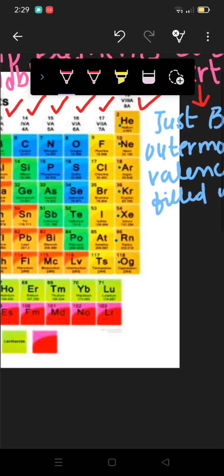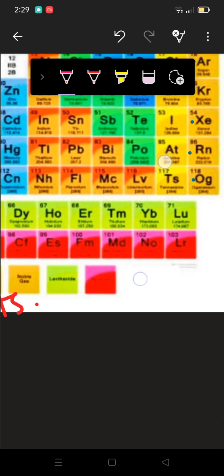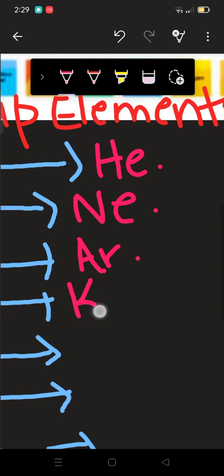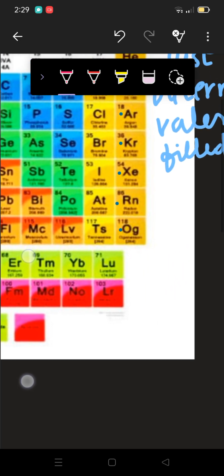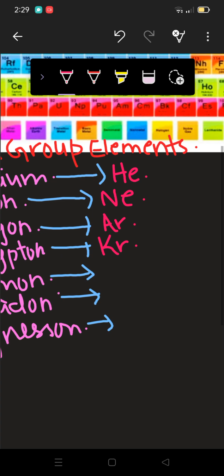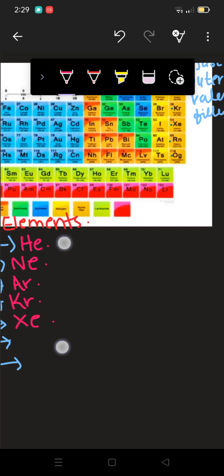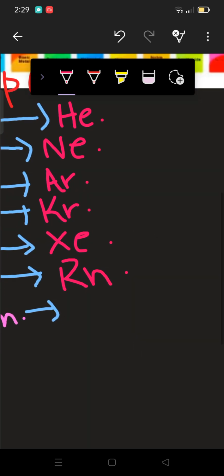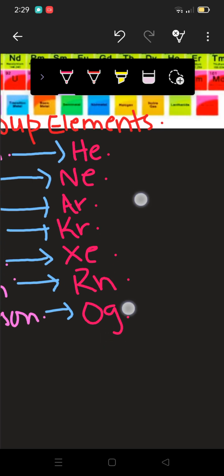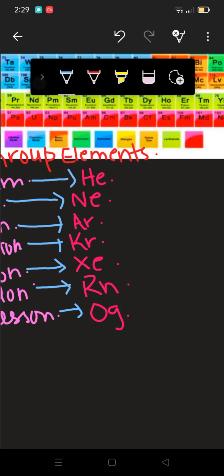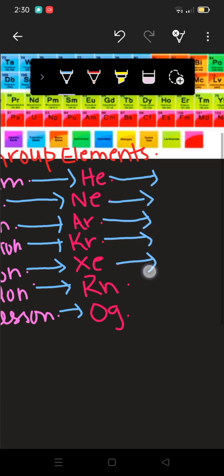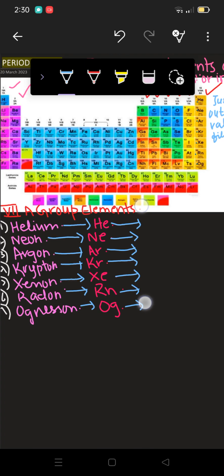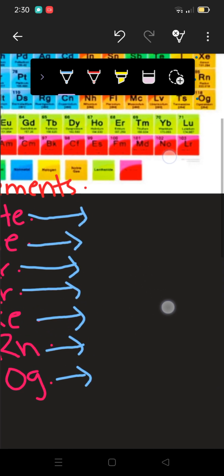Alright. Then we have krypton, and that is represented with capital K and small r. Then we have xenon, and that is represented with capital X and small e. Then we have radon, which is represented with capital R and small n. Then oganesson, which is represented with capital O and small g. Now let's write their atomic numbers. So let me make the arrows first.